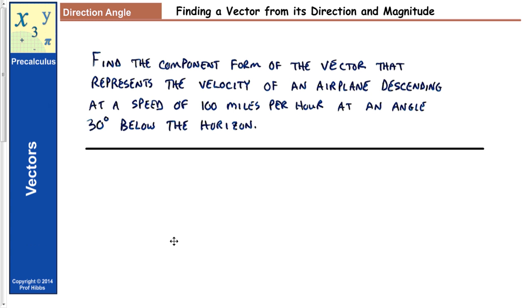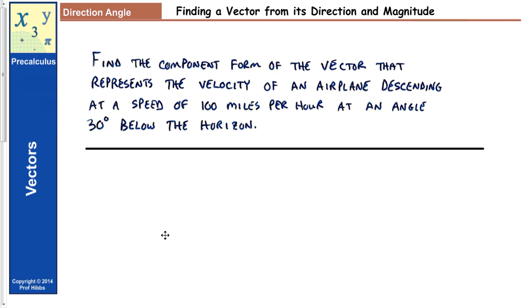So we're supposed to find the component form of the vector, and sometimes, of course, that's called the position form. The component form of the vector that represents the velocity of an airplane descending at a speed of 100 miles per hour at an angle 30 degrees below the horizon.